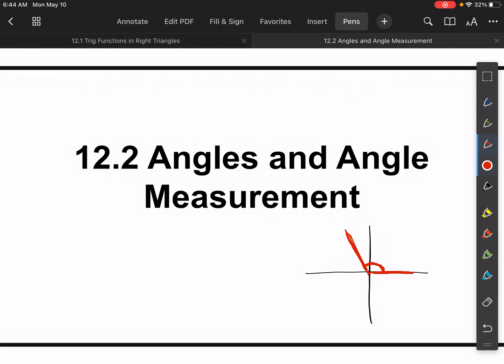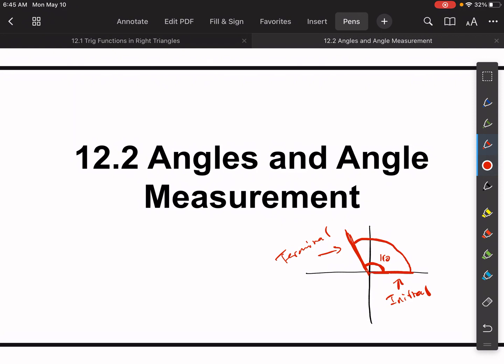This side, where it starts, we would call the initial side. And this would be called the terminal side. So beginning and end. And this angle here, that's 110 degrees. To show that it's the angle, we can just use this little arc here.